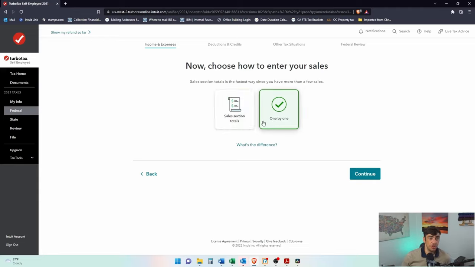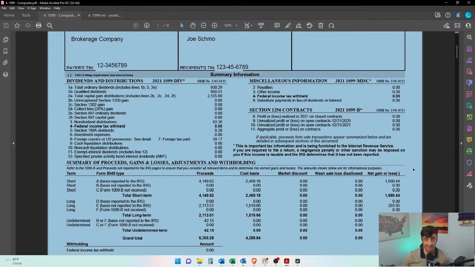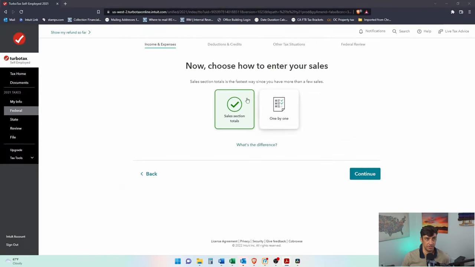Sales section total. So you can either go one by one on the stock sales, or you can do these for the totals, like the summary here. Generally, I like to do the totals, but sometimes it's more beneficial to do the one by one, okay? But I'd say 9 times out of 10, I'm just going to do the summary here.